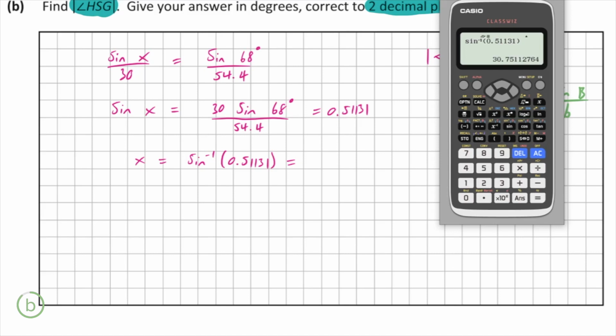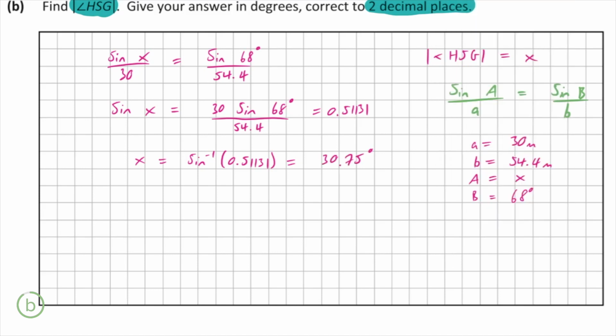Which to two decimal places is just going to be 30.75. So that's part B. Nothing too tricky, just a standard use of the sine rule. And you've already used both the cosine rule and the sine rule so far in this question, so definitely good for revision. And for getting all of this out, you're going to get 10 marks.